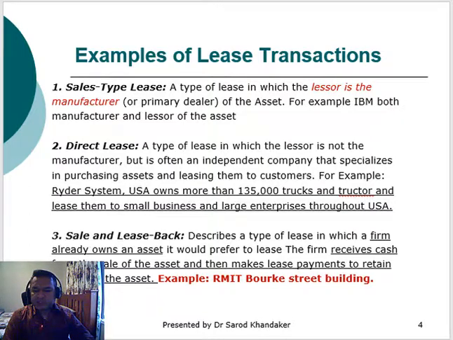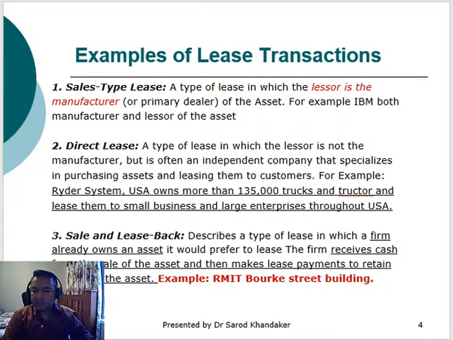The direct lease is a type of lease in which the lessor is not the manufacturer, but is often an independent company that is specialized in purchasing assets and leasing them to customers. For example, Ryder System USA owns more than 135,000 trucks and tractors and leases them to small businesses and large enterprises throughout USA. So in a direct lease, they are not the manufacturer, but they are the specialized company who purchased the asset to lease to a third party.